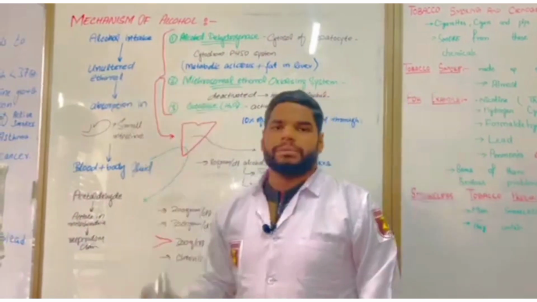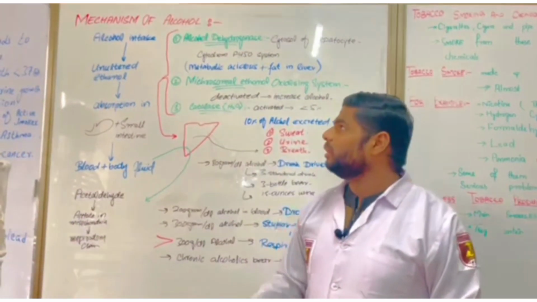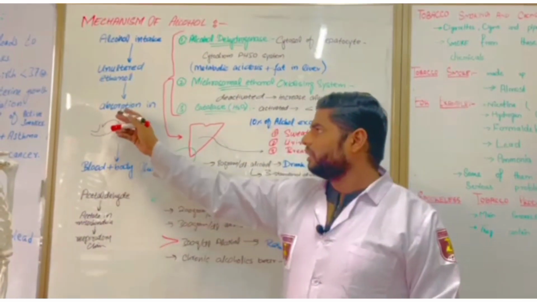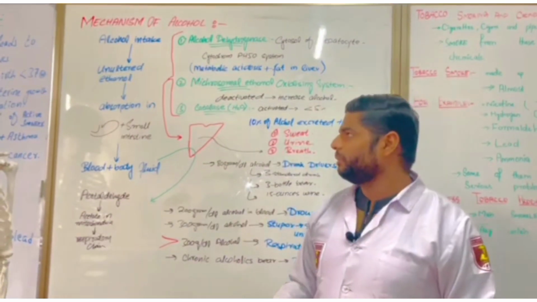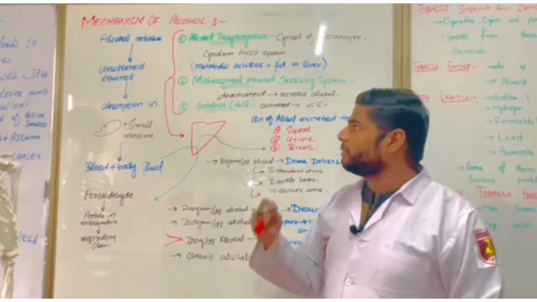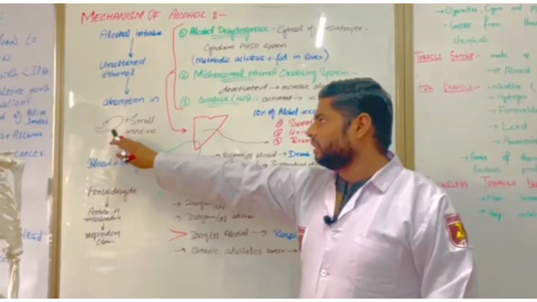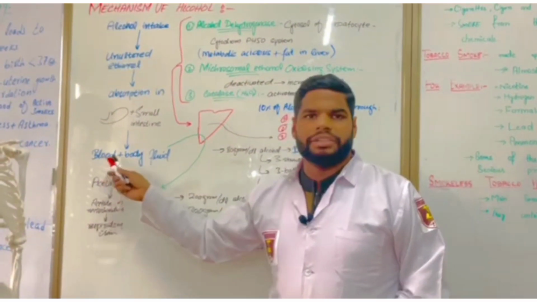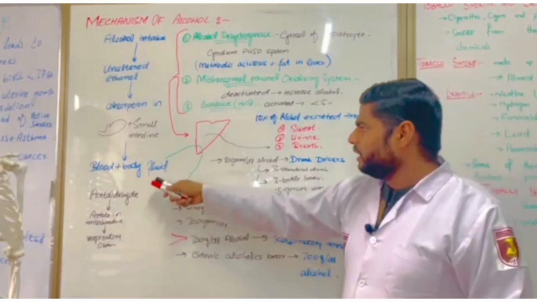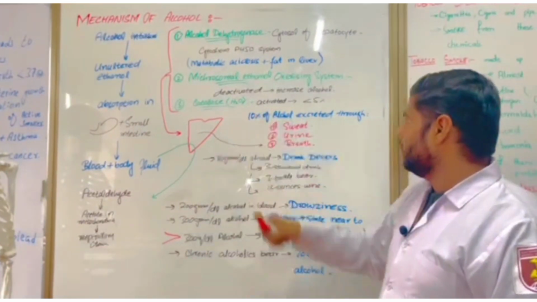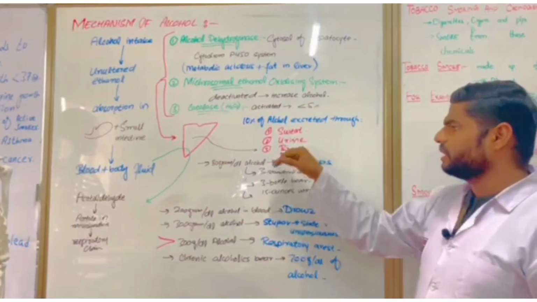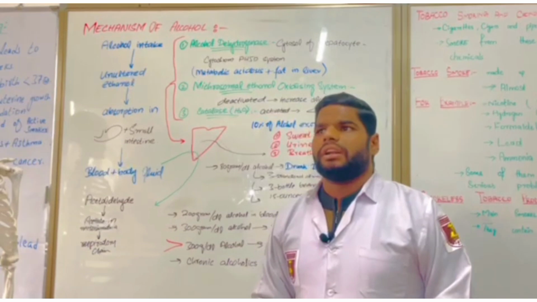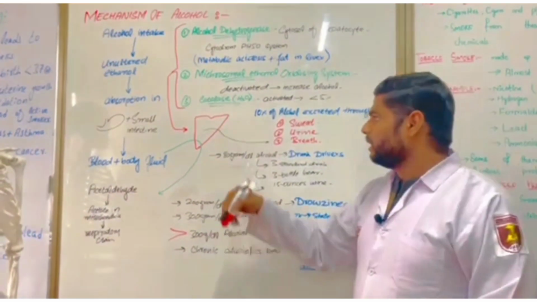Now we will discuss the mechanism of alcohol. So first of all, when alcohol is taken in, there is absorption of unaltered ethanol. The absorption of unaltered ethanol will be in the stomach and small intestine. From there it will be equally distributed in body fluid and in the blood. From the blood, about 10% of alcohol is excreted from the body through 3 ways: sweat, urine and breath.